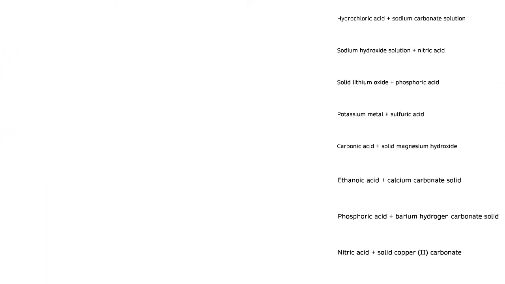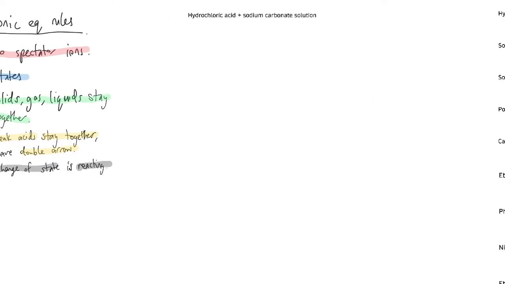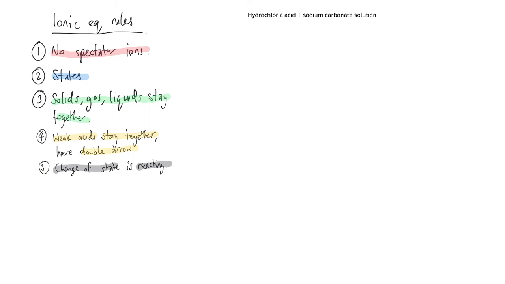Okay, so let's do the first one. Hydrochloric acid and sodium carbonate solution. The idea is that the hydrochloric acid is a strong acid, right? So therefore it does not stay together and it splits apart into its two components, which are H3O plus and Cl minus, because we're using the Bronsted-Lowry model. All right, so those are our two things, and we're going to add them to the sodium carbonate solution. Because it's a solution, we've got them there.